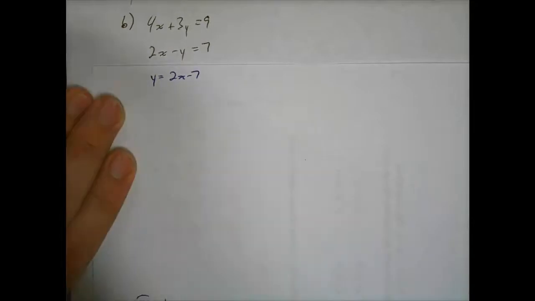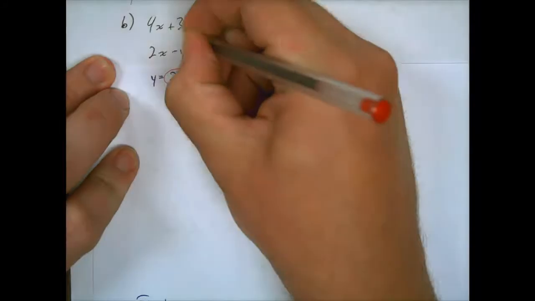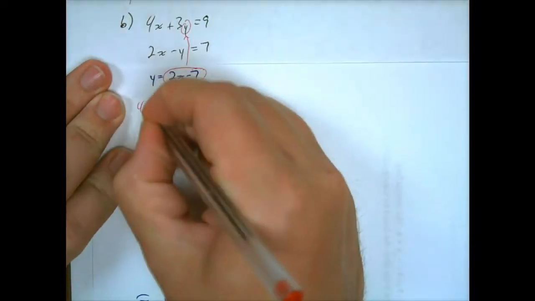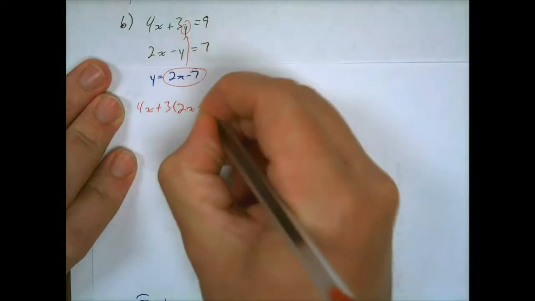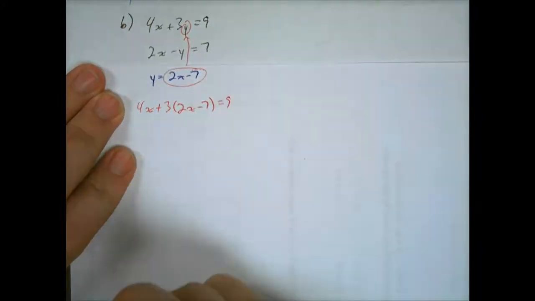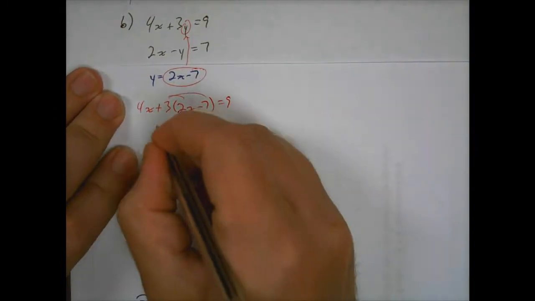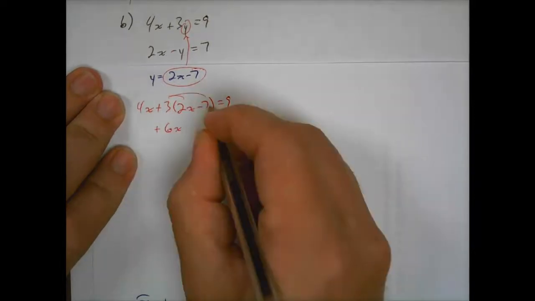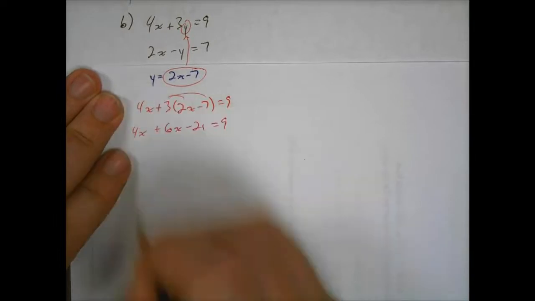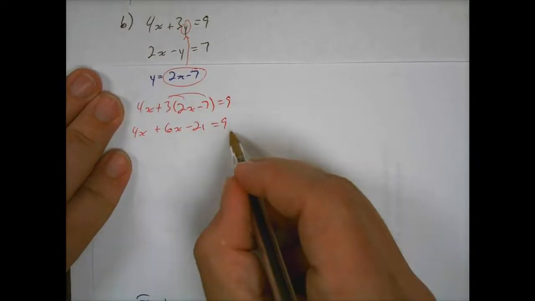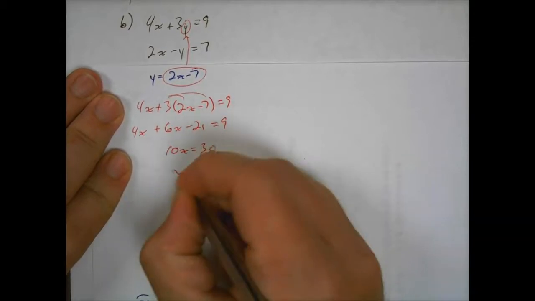So now I can take what that y is, and substitute this in for the y in this equation. So I have 4x plus 3 times my y, which is 2x minus 7, equals 9. And then be careful with distribution. Make sure you distribute 3 to both of those. So we have 3 times 2x is 6x, 3 times negative 7 is negative 21, equals 9 still, and I still have the 4x in front. Go ahead and add your 21 to the other side. Just solving this like you would any other equation at this point. So we have x is 3.